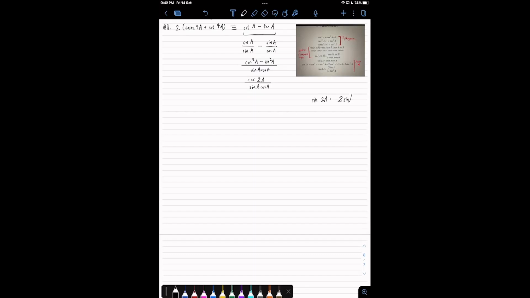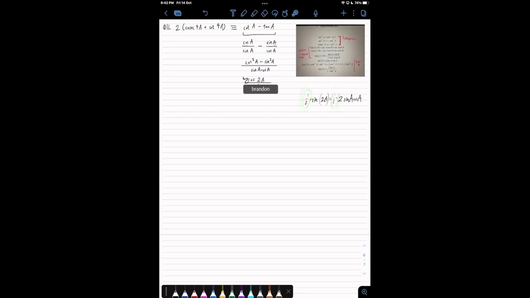Does it make sense? So what you're doing is multiplying by half. The angle remains as 2A. You don't go and half the 2A. The half is outside of the sine. This is a very important point.